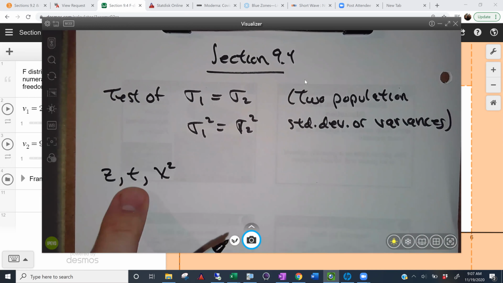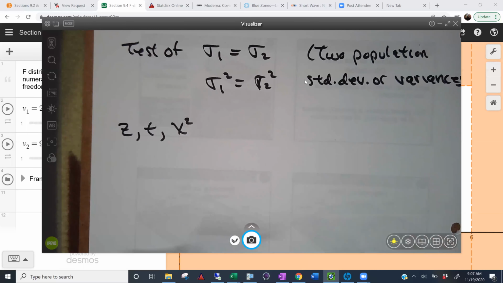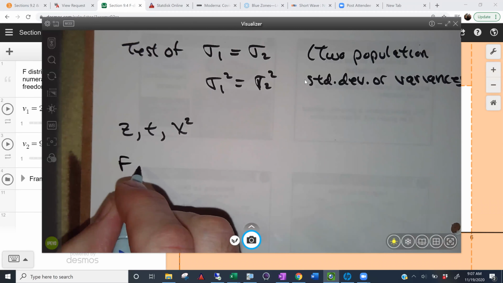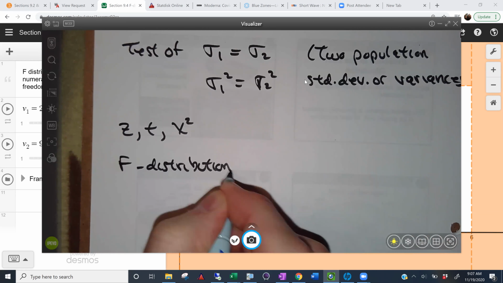Now remember, with the t distribution, we had something new compared to the z distribution. That was degrees of freedom. Same with this. Now we're going to need what's called the f distribution. And let me try and acquaint you a little bit with that.